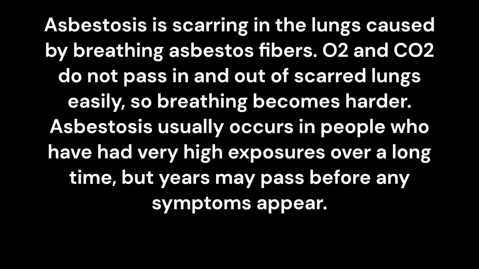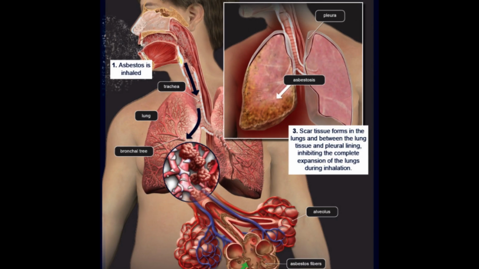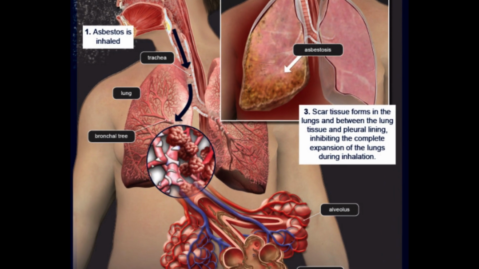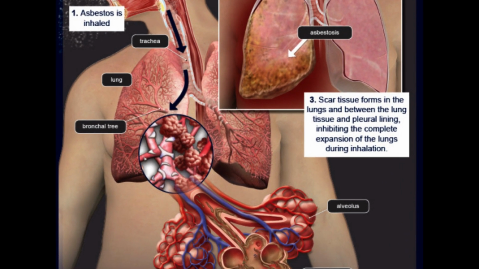Asbestosis is scarring in the lungs caused by breathing asbestos fibers. Oxygen and carbon dioxide do not pass in and out of scarred lungs easily, so breathing becomes harder. Asbestosis usually occurs in people who have had very high exposures over a long time, but years may pass before any symptoms appear.